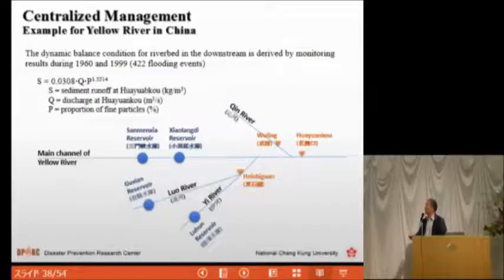And this is the case of the Yellow River. This line is the main channel. After here, it's the downstream of the Yellow River. They use these 4 reservoirs to control the downstream riverbed variation. They found that if the sediment runoff, sediment transport rate, discharge, and the proportion of fine particles satisfy this formula, then the downstream riverbed will be unstable. So they use these 4 reservoirs to control the discharge, proportion, and sediment transport rate.